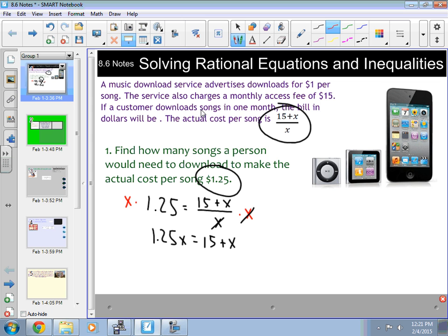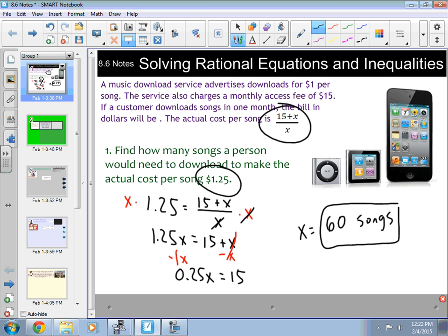At this point, we'd want to get all our x's together, so we'd want to subtract an x from both sides. Now, when we're subtracting this x, it'll cancel on this side. What we're subtracting here is an x. If there's no coefficient in front of that, we know it's 1. So if we take 1.25 minus 1, we would get 0.25x equals 15. Now the last step would be to divide by 0.25, and by doing that you would find out that it would take 60 songs to bring the actual cost per song down to $1.25.